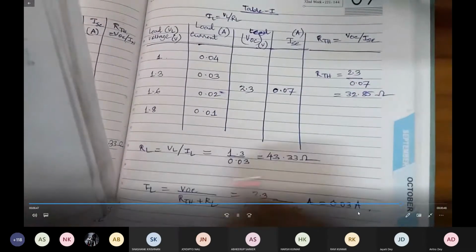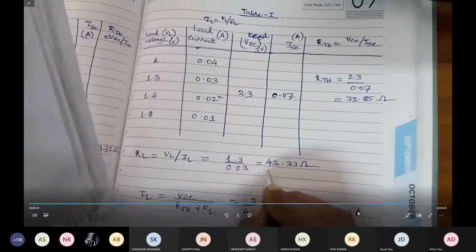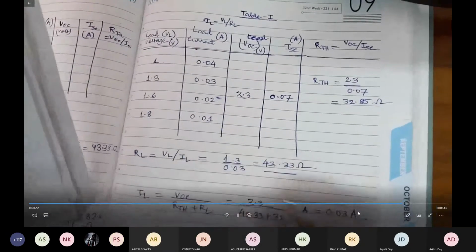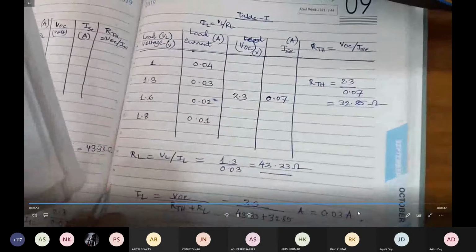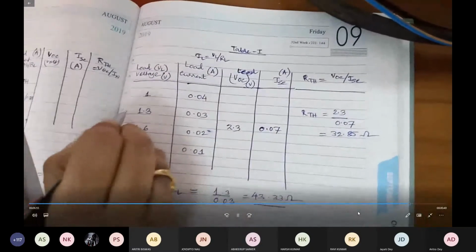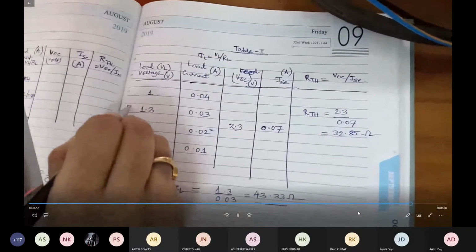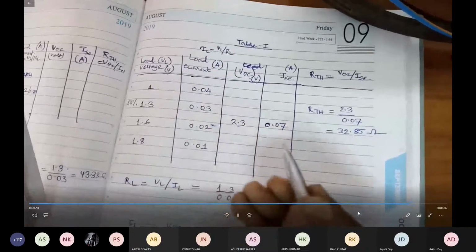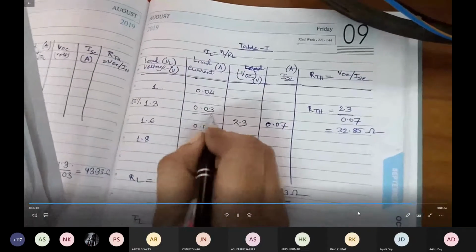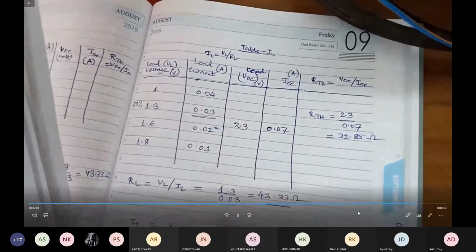So RL we have roughly 43 ohm. That is VL by IL, for the 50% setting. Theoretically, it is 50, and we are getting 43. So now we are going to verify whether 0.03 ampere load current is coming or not.